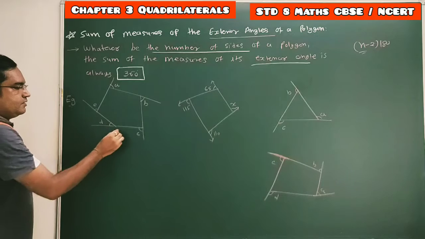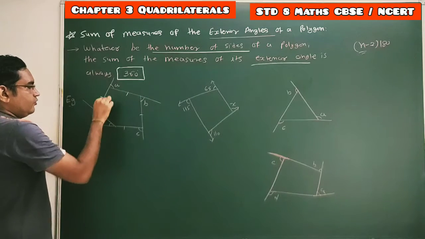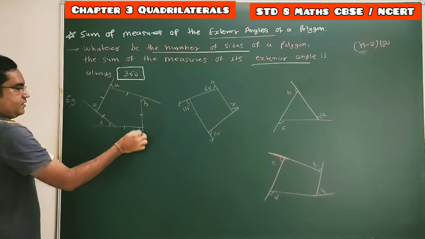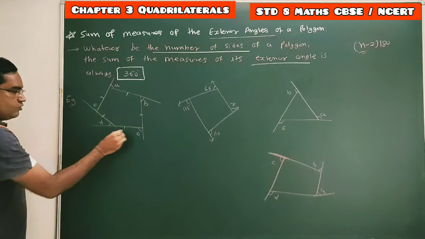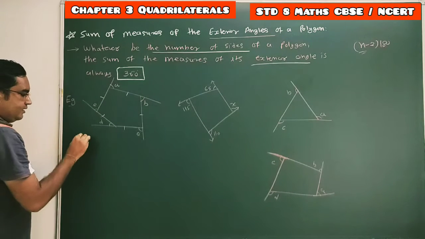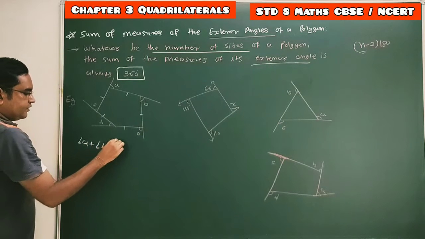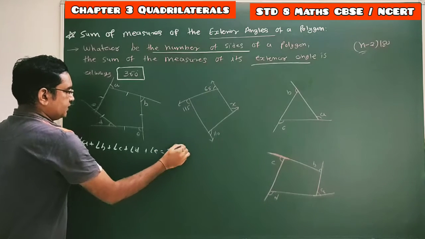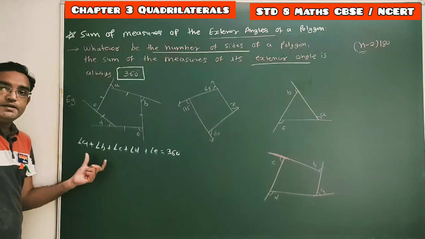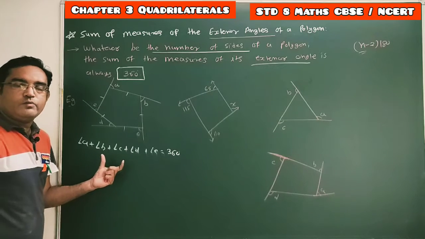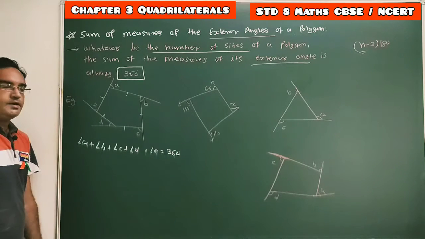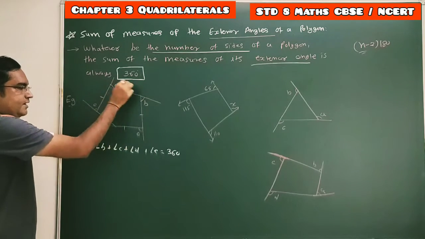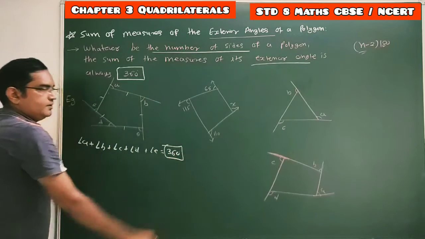For example, consider this polygon with 1, 2, 3, 4 and 5 sides. This is a pentagon. For this pentagon, the angles A, B, C, D and E are the exterior angles. So the sum of measures of all these exterior angles is always 360 degrees. A plus B plus C plus D plus E is equal to 360 degrees. Irrespective of the number of sides, the angle sum of exterior angles of a polygon is always 360 degrees.